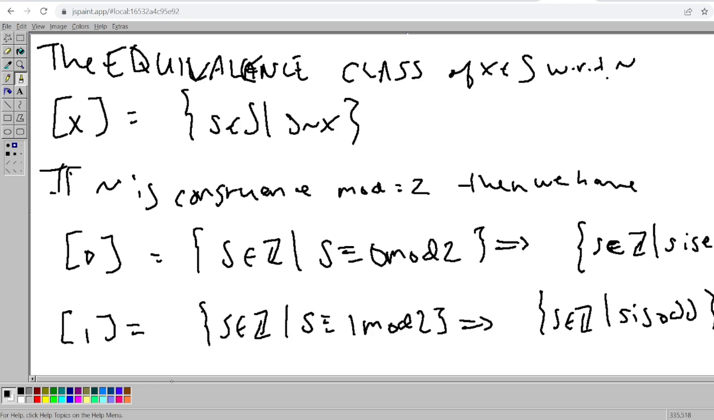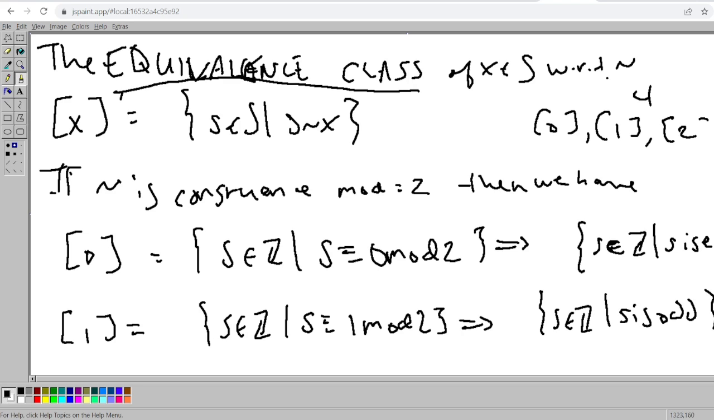So there's only 2 equivalence classes, and we will state it in a theorem later: whatever m is, you have m congruence classes, going from 0 to m minus 1. So m is 2, so we have 0 to 1. If m was 4, it'd be 0, 1, 2, and 3, for example.